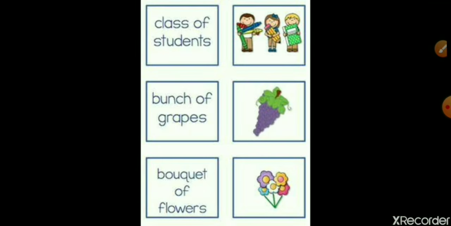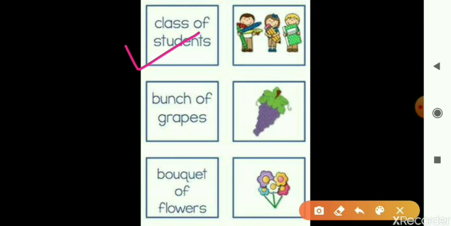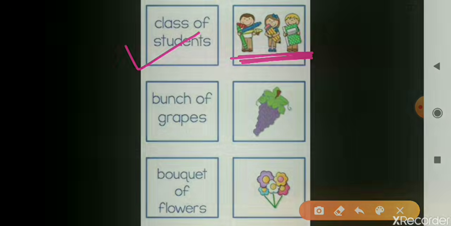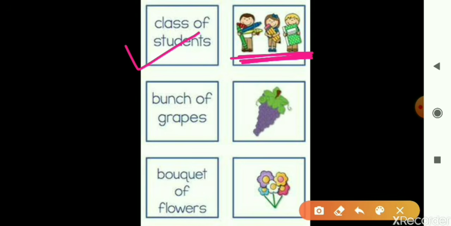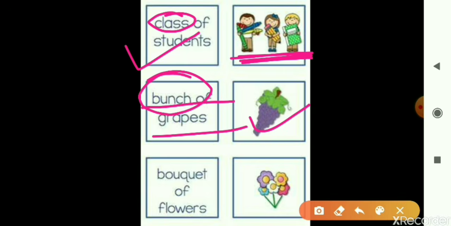Here you have class of students. So what does it mean? It means in this picture you can see many students standing here. Okay, and their group is here. So this group will be known as class of students. Similarly, here you can see grapes and grapes. So this is a bunch of grapes. So bunch will be a collective noun word, and here the class is a collective noun word. Similarly, here you can see flowers and flowers, they are in groups, so that is known as bouquet.